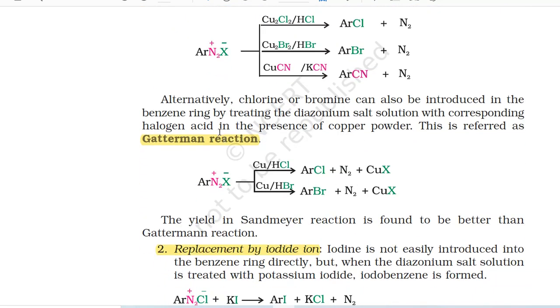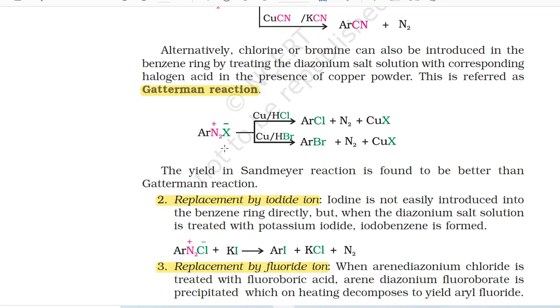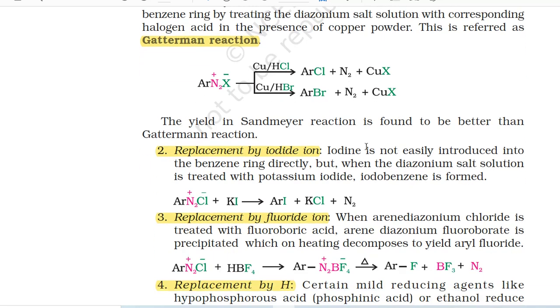Alternatively, chlorine or bromine can also be introduced in the benzene ring by treating the diazonium salt solution with the corresponding halogen acid in the presence of copper powder. This is referred to as the Gattermann reaction. ArN2+X- in the presence of Cu/HCl gives ArCl + N2 + CuX, and in the presence of Cu/HBr gives ArBr + N2 + CuX. The yield in the Sandmeyer reaction is found to be better than in the Gattermann reaction.